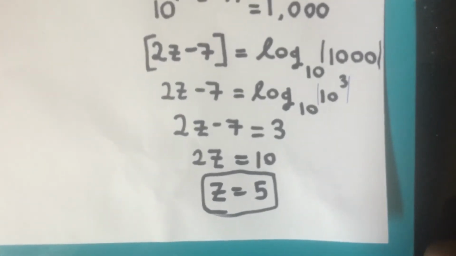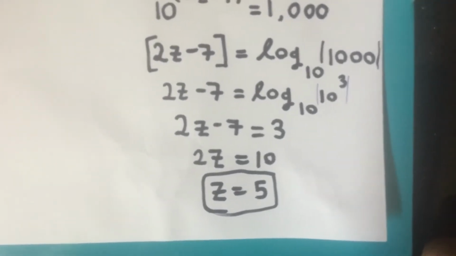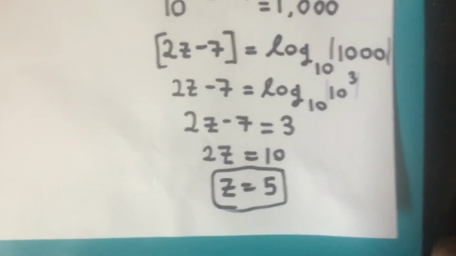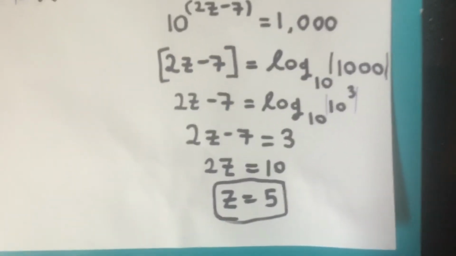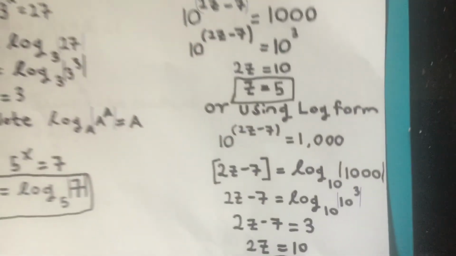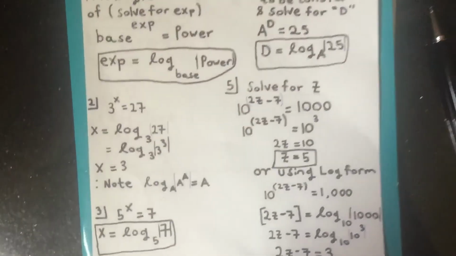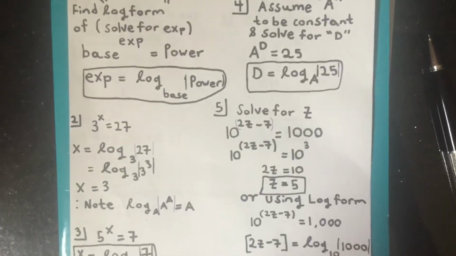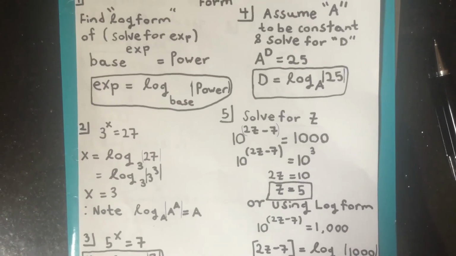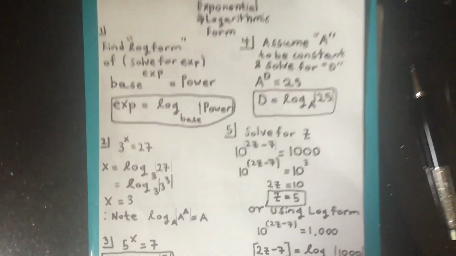That cancels out, according to the fact that exponentials and logs are inverses of each other if they have like bases. Now 2z minus 7 is equal to 3. If you solve for z, you get 5. Now, for all these answers you see here, you can verify by plugging them back into the original problem. And if both sides are equal, then you got the right answers.